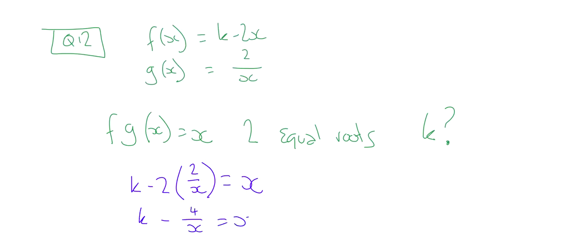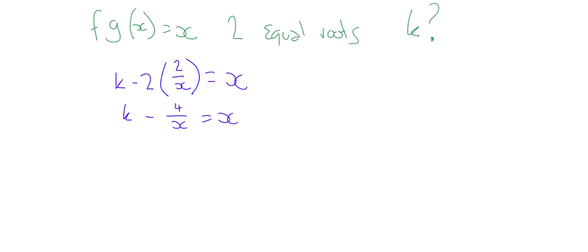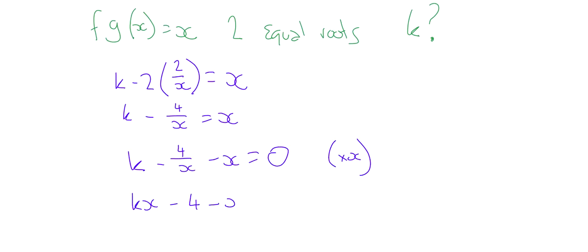Now, this looks like the last question on the test. K minus 4 over x minus x equals 0. What should I do with this? Times everything by x, right? I'm going to multiply this whole thing by x because I don't want fractions. So now I get kx minus 4 minus x squared, and now it's a quadratic, right? So I'm going to rewrite it just because that makes it easier for us to see. This is the normal order that we have it in. And now I want to know what values of k mean that I have two equal roots.